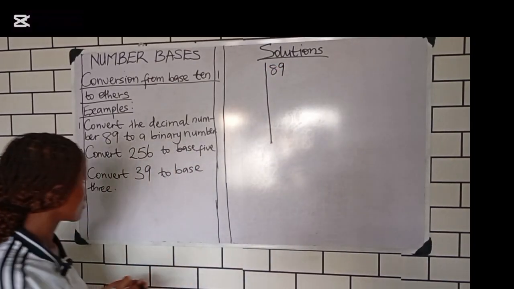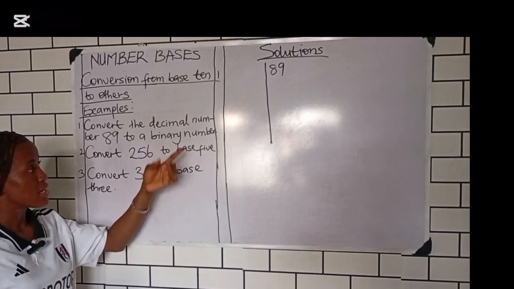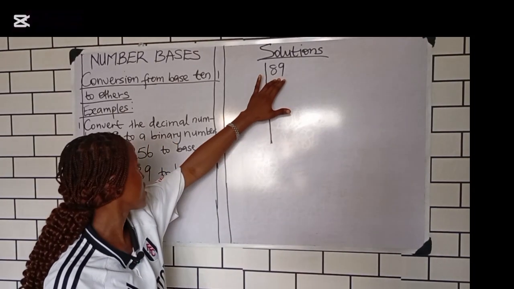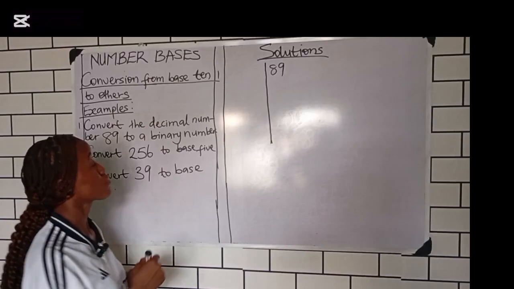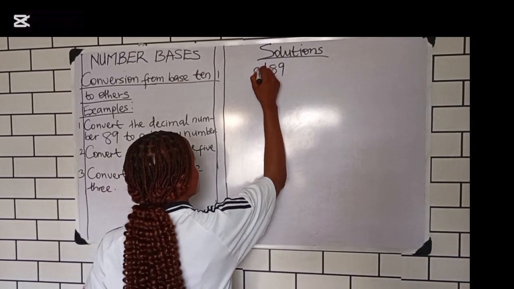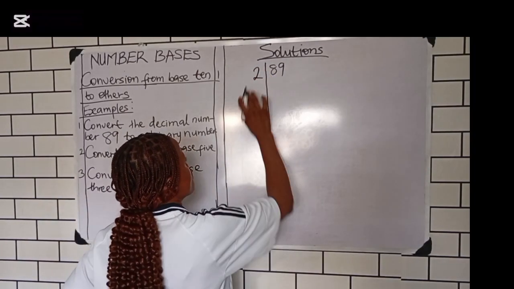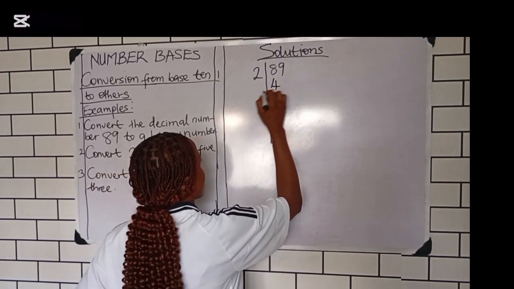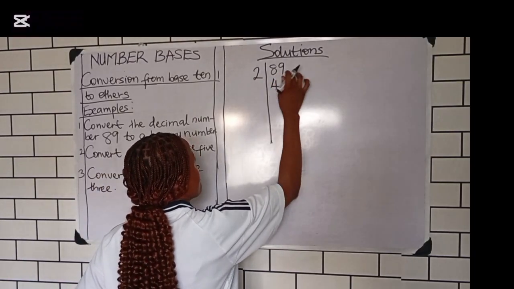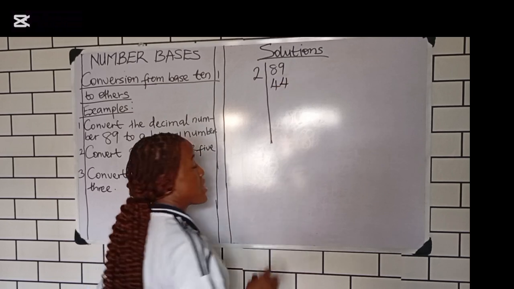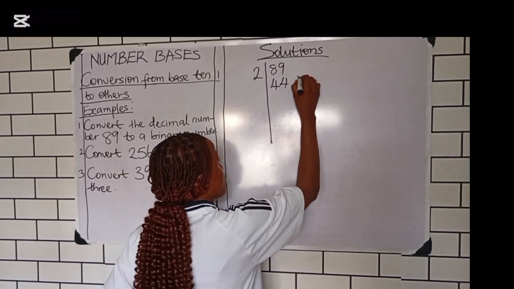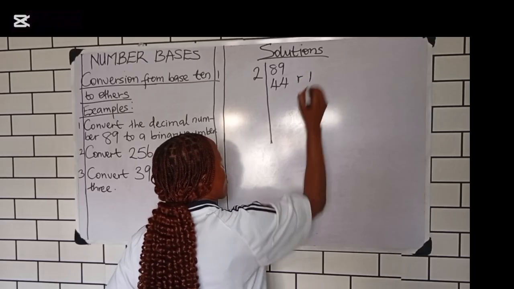Because they asked us to convert it to binary, we'll be dividing this 89, which is in base 10, by 2. You divide by 2, you have your 2 here. 2 divide 8 will give us 4. 2 divide 9 will give us 4, remainder 1. Just write R to represent the remainder. You write your 1.